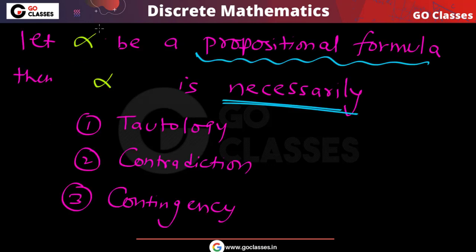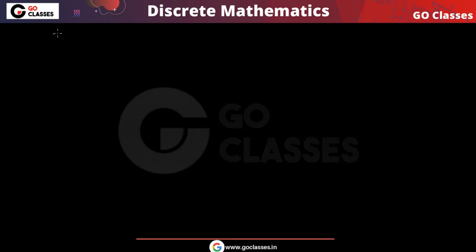Let alpha be a propositional formula. Now what is alpha? What should be the answer? Think about it and tell me. The answer is neither this nor this nor this. We cannot say anything necessarily, because alpha is a propositional formula. We don't know what alpha is.